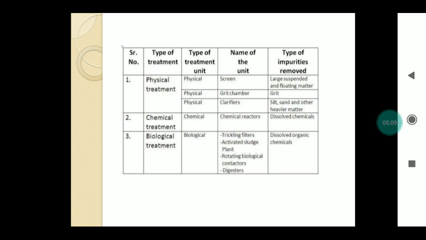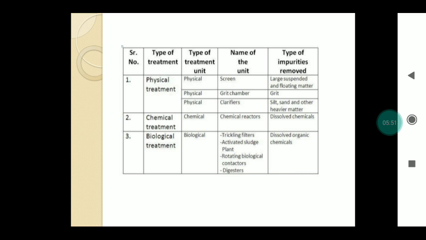This chart shows the types of treatment, which type of unit is utilized for removing organic matter or impurities from the sewage, and the type of impurity which is removed. The first one is the physical treatment. For that we are using units like screens for suspended and floating matter from the sewage. The second one is the grit chamber, which is helpful for removing grit and pebbles from the sewage. And the last one is the clarifier, which is used to remove silt, sand or other heavier impurities from the sewage.